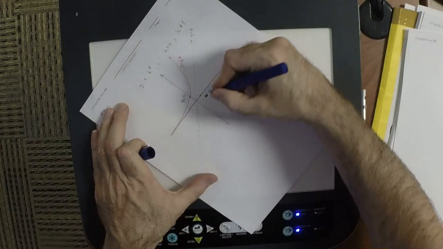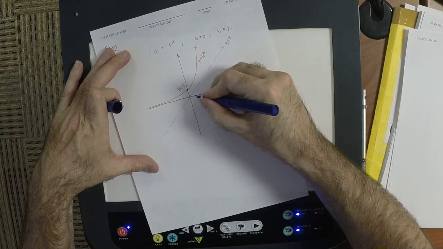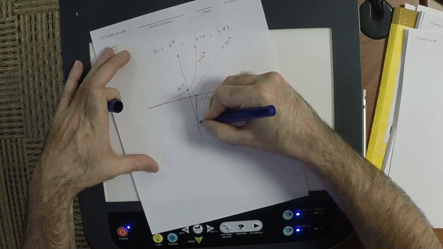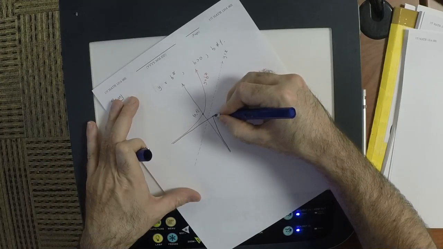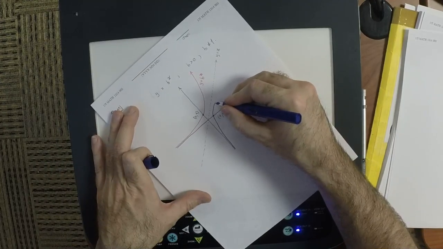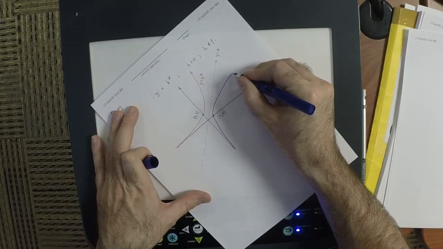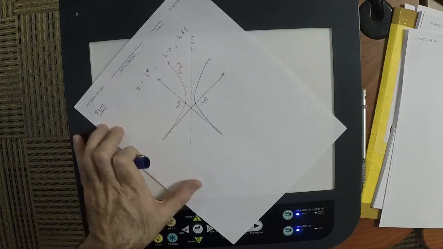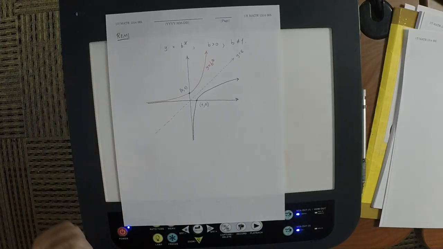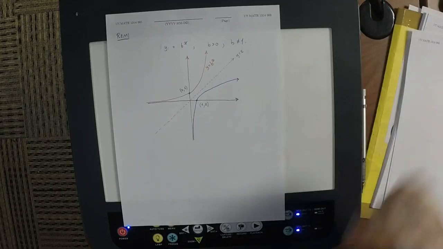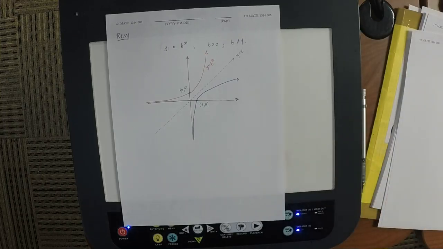And then remember, it's supposed to look symmetric, like a butterfly, when you have it right. So this needs to go this way, and then from here, this way. More or less. It's not perfect, but you get the idea. Okay. So this is the inverse of the exponential.